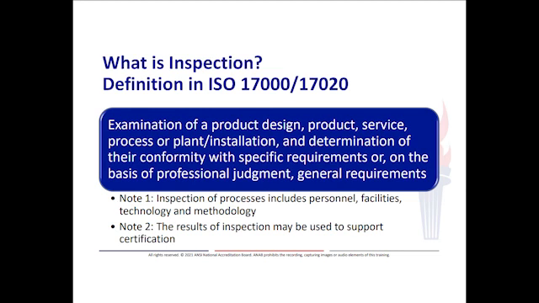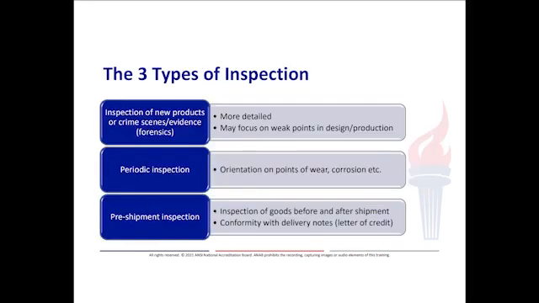Now, there are a couple different types of inspection, and let's take a look at that. There are two types of inspection. One deals with forensics, and one deals with non-forensics detail. The first type is the inspection of new products or looking at crime scenes or evidence for forensics. This is very detailed, and when we're looking at new products, we may be focusing on what are potential weak points in the design of an item and the production process of that item.